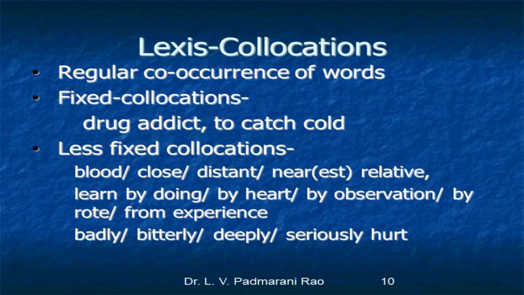For example, if you take the less fixed collocations, say the word relative, it can go with blood, it can go with close, it can go with distant, and it can go with near or nearest, each with different shades of meaning. Blood relative is a very close relative, so your own sibling. Close relative is closer in the first generation. Distant relative is a bit far away in your relationship. And near or nearest relative is closer to you in terms of heart.